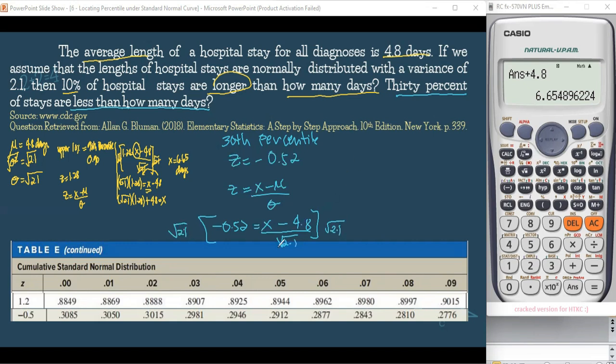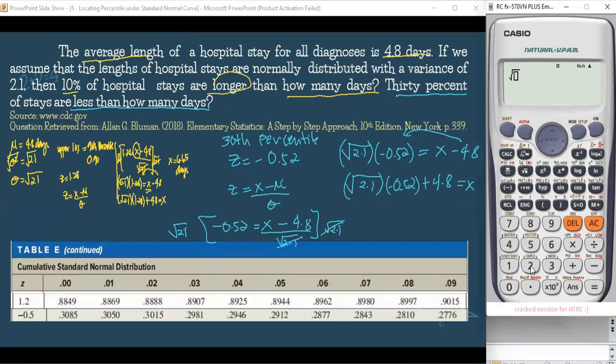So that will give us, makakancel po itong dalawa. So we have the square root of 2.1 times negative 0.52 is equal to x minus 4.8. So since po negative siya, ilagay natin sa kabila, magiging positive. The square root of 2.1 times negative 0.52 plus 4.8 is equal to x.